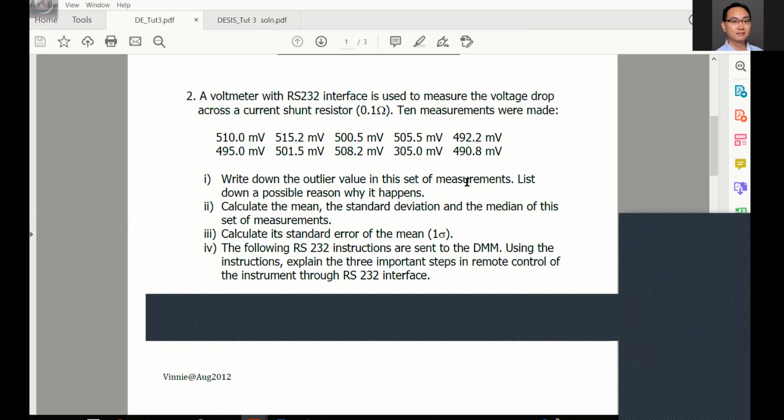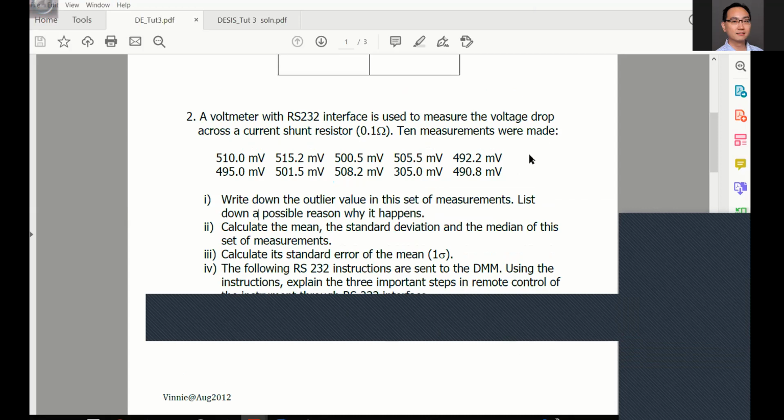This one is a very typical question. Mr. Chan likes to ask this one for his test. As I mentioned, there will be a so-called end of semester test, right? This type of question will come out. Very common question. So I suggest y'all try to attempt this question.